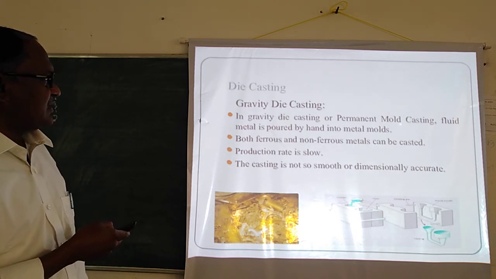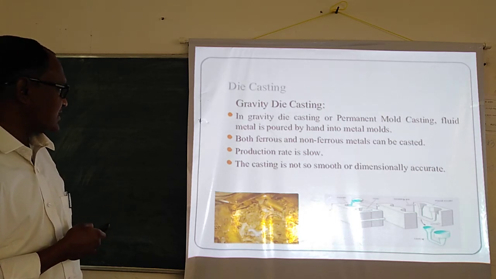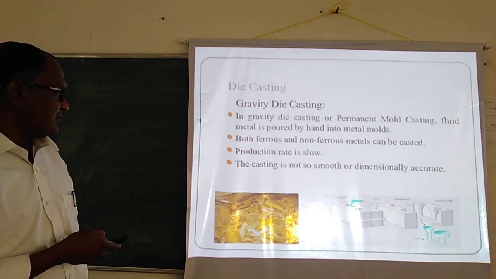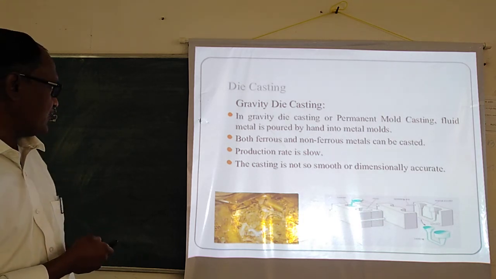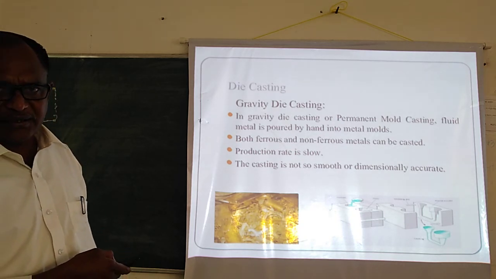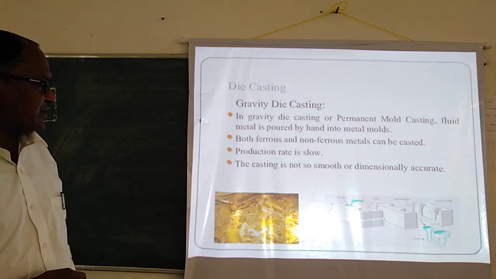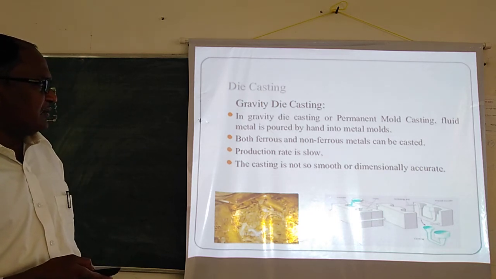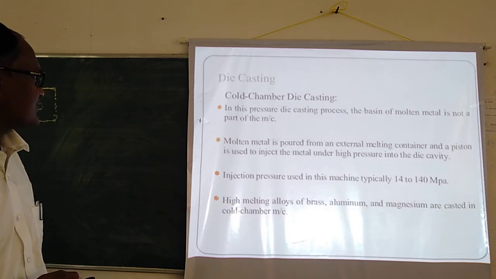In gravity die casting, a fluid metal is poured by hand into metal molds. Both ferrous and non-ferrous metals can be casted. Production rate is slow, because you pour the molten metal by hand. Casting is not so smooth, means the surface finish you obtain after the casting process is not up to your requirement, and dimensional accuracy is also not good. Those are the drawbacks of the gravity die casting process.